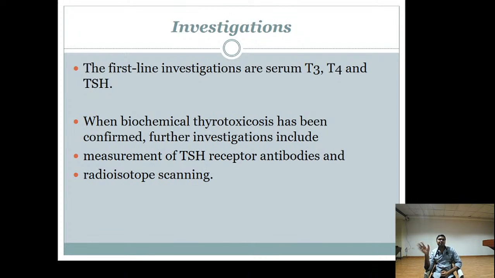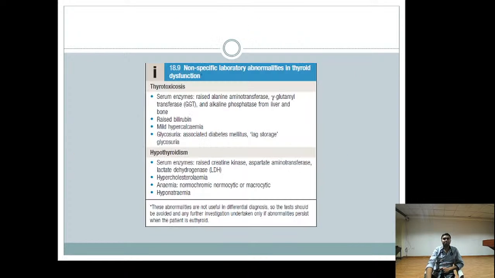What are the first line investigations? We perform T3, T4, TSH, that is thyroid function tests. When biochemical thyrotoxicosis is confirmed, then we go for measurement of TSH receptor antibodies and radioisotope scanning.